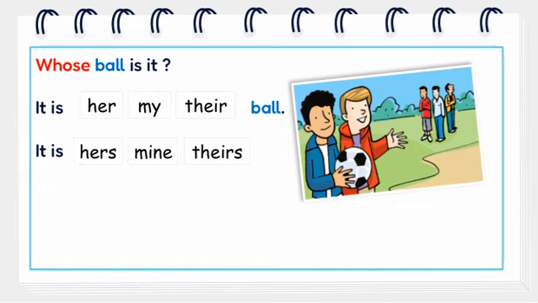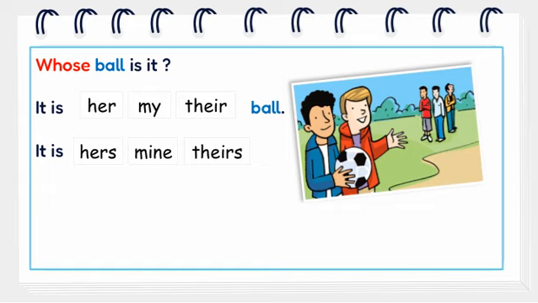Now, when we ask, whose ball is it? We're trying to figure out who the owner is. The answer depends on the context, but in this case, we say, it is, and then we can fill in with the right possessive. For example, if the ball belongs to me, I would say, it is mine. If it belongs to her, I would say, it is hers. If it's theirs, I say, it is theirs.